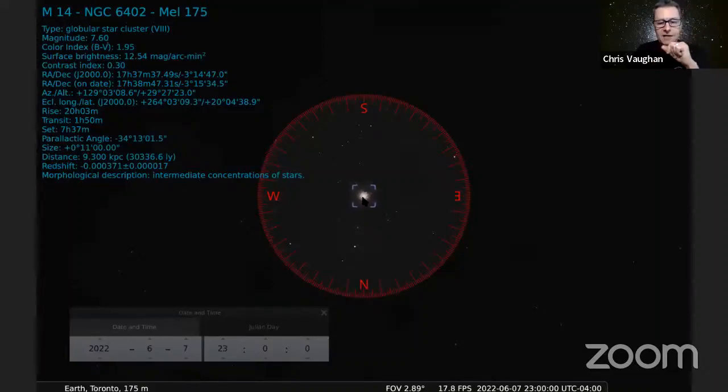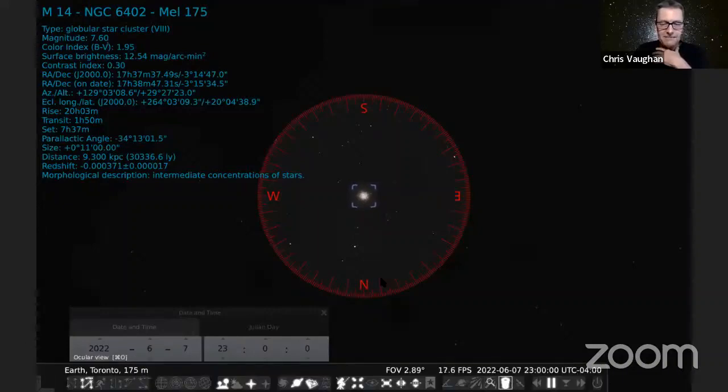Now, interesting, the photographic plates taken by Helen Hogg in 1938 were later reviewed in the 60s, and they discovered a nova on that plate inside this globular cluster. And it's the first nova ever imaged. So that's kind of a neat one.